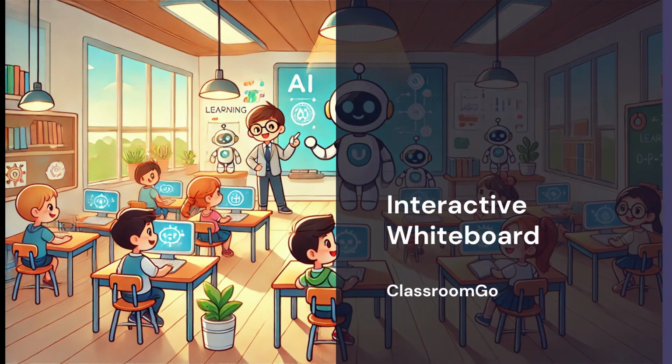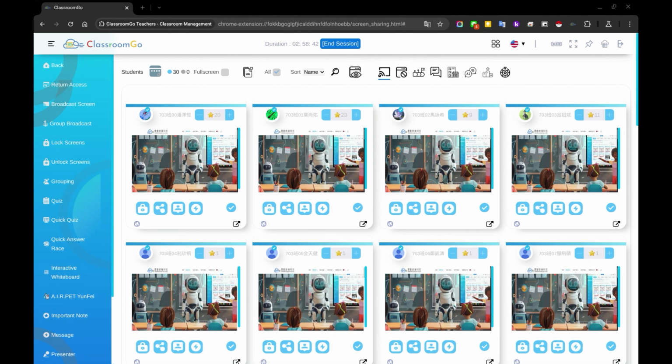In addition to using ClassroomGo's IRS real-time interaction features for quiz or quick answer race activities with students, teachers can now also take advantage of the new interactive whiteboard feature, making lessons even more dynamic and flexible. Let's take a look together.